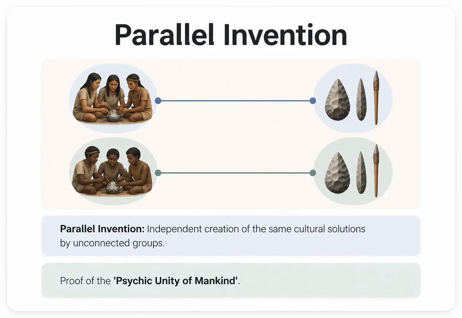Picking right up with our review of E.B. Tylor, let's examine the concept of parallel invention. Imagine two parallel lines that never meet. Similarly, parallel invention occurs when two entirely separated human groups, who have never communicated, independently develop the exact same cultural solutions, like similar marriage systems or tools. For Tylor, this was empirical proof of the psychic unity of mankind, the theoretical proposition that all humans fundamentally think alike and will solve environmental challenges in the exact same way.